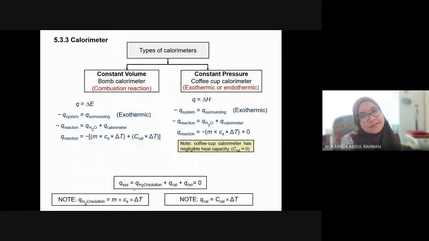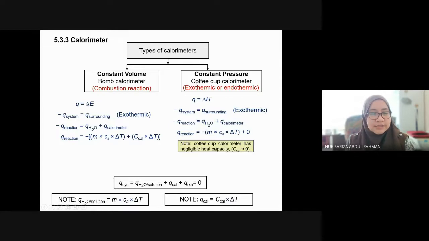Okay, types of calorimeter. Okay, this is how to calculate. Okay, so we have bomb calorimeter and coffee cup calorimeter. It depends on the question, of course. Okay, what type of calorimeter is given to you. Okay, so for bomb calorimeter, it will be for exothermic reaction. Because the combustion reaction normally is performed in bomb calorimeter. So combustion will be exothermic. But for coffee cup, it can be exo and it can also be endo.